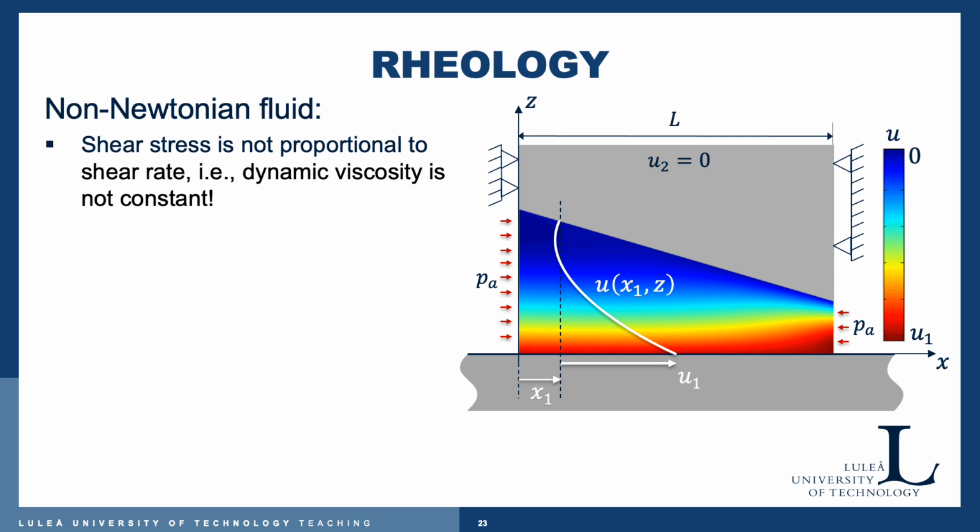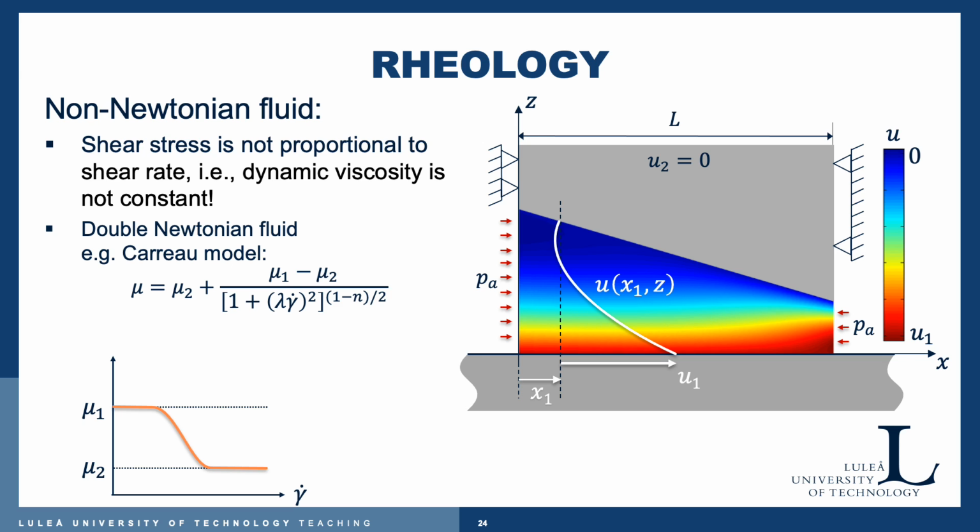For a non-Newtonian fluid, the shear stress is not proportional to the shear rate. So the dynamic viscosity is not constant. One example of a non-Newtonian fluid is the double Newtonian fluid, according to the Carreau model, which we see here. So here we have a viscosity mu, which changes from mu1 to mu2 dependent on the shear rate gamma dot.